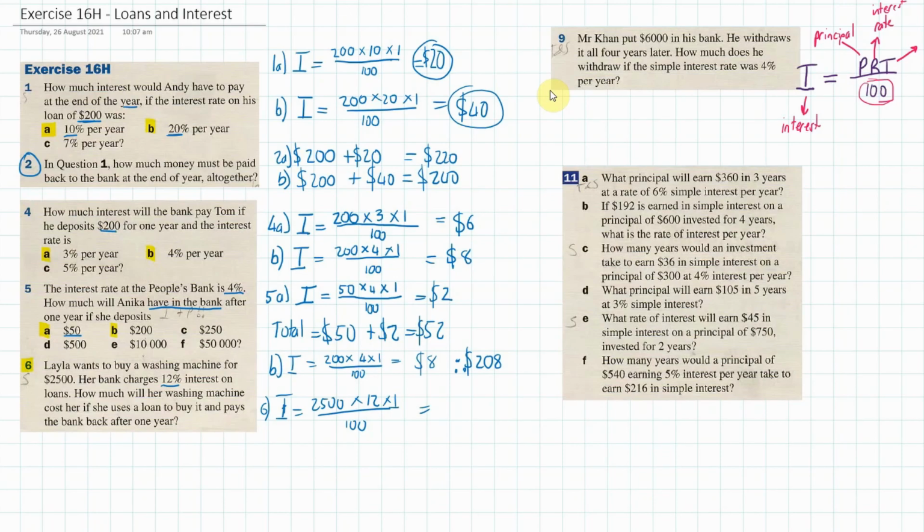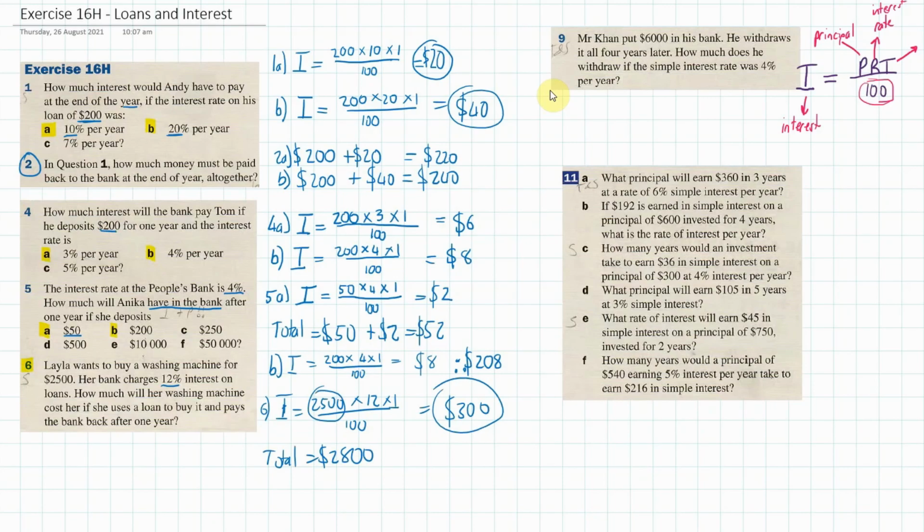Now, what does this give us? 2,500 times 12, divided by 100. That is an interest of $300. And so the total that she pays back is 2,800, because we're going to chuck the original amount that she borrowed plus the interest that she's got to pay together.